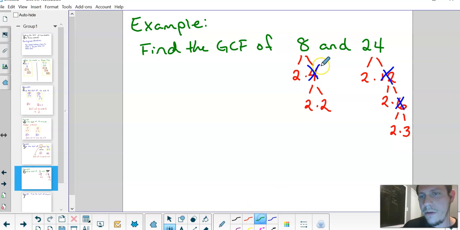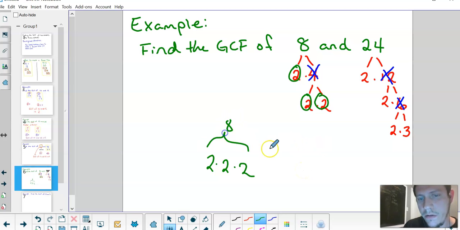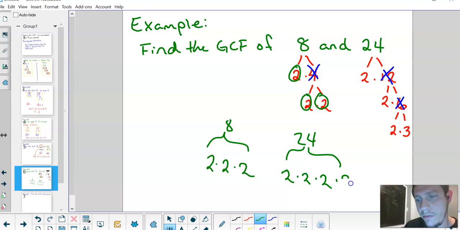So I'm going to rewrite both of these, 8 and 24, as their primes. So 2 times 2 times 2, because we have a 2 here, a 2 here, and a 2 here. And for 24, right, if this was 8, then 24 is 2 times 2 times 2 times 3, right? Because we got a 2, a 2, a 2, and a 3. So I'm just rewriting 8 and 24 as the product of their prime numbers.